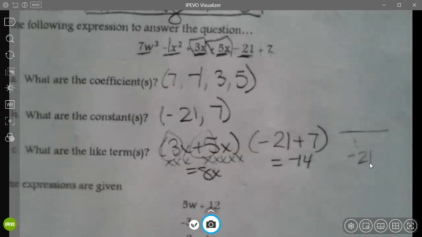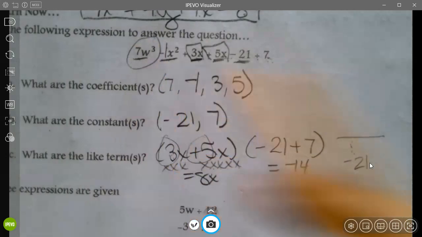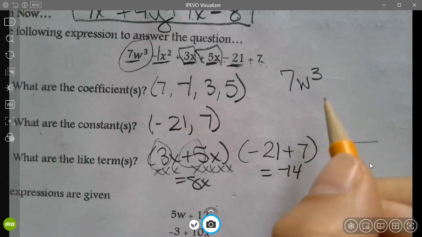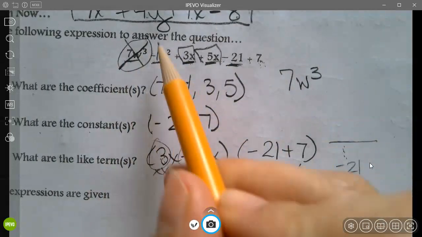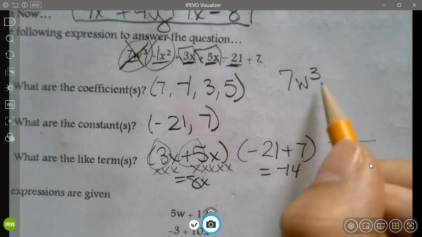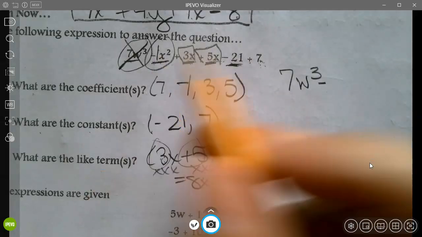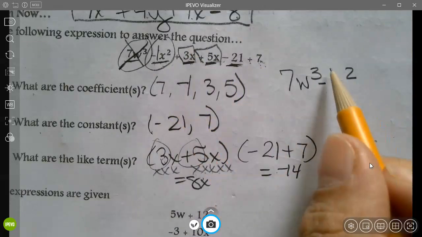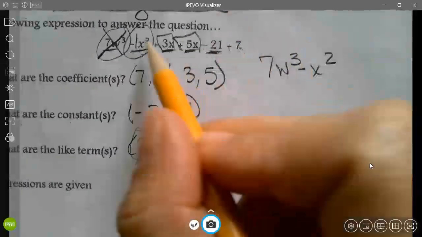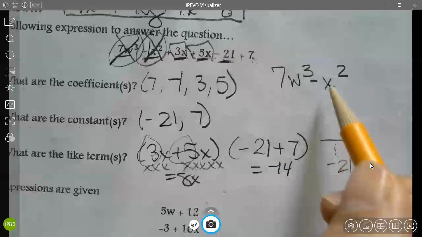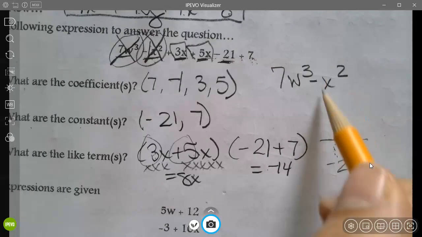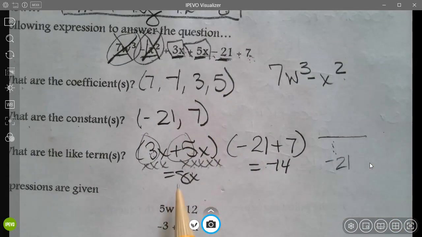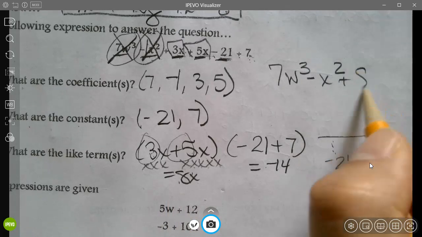And now if I was to rewrite it, remember 7w to the third power or cube did not have a like term. My x squared did not have a like term, so I'm going to write my negative x squared. Miss Royce, you didn't write the 1. You can write the 1 or not write the 1. It's up to you. If I don't write the 1, I know that there's an understood 1 there. My x to the first power, I could combine, and it gave me a positive 8x.